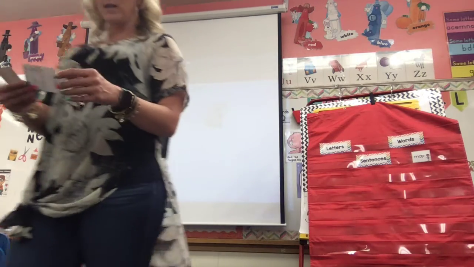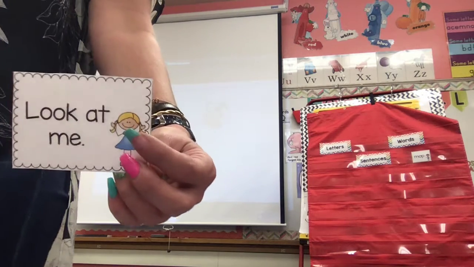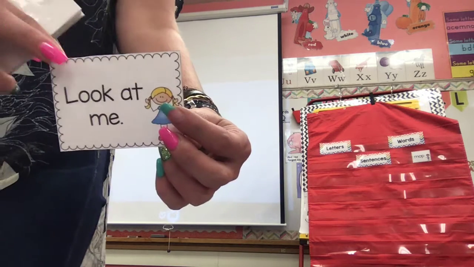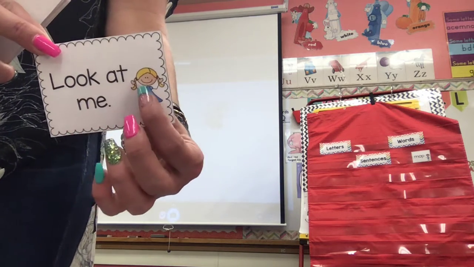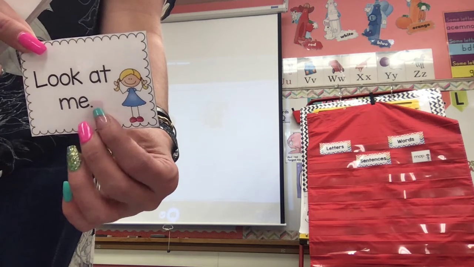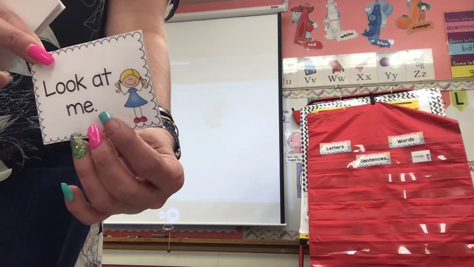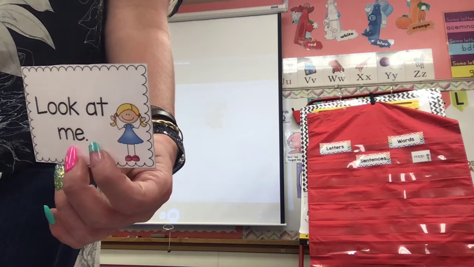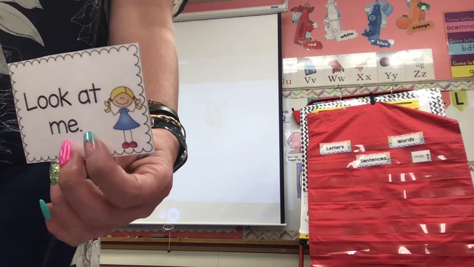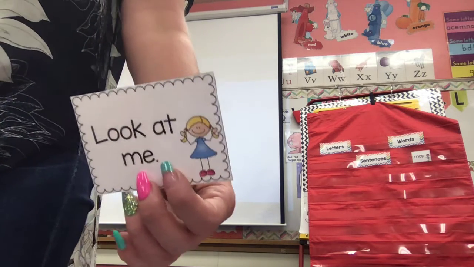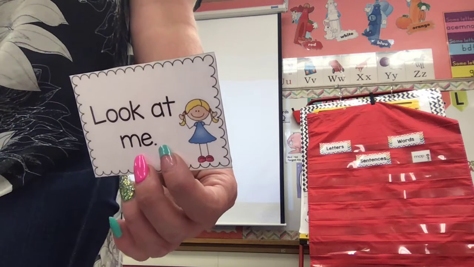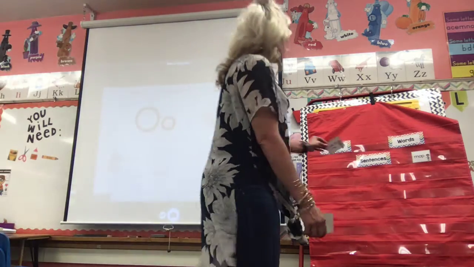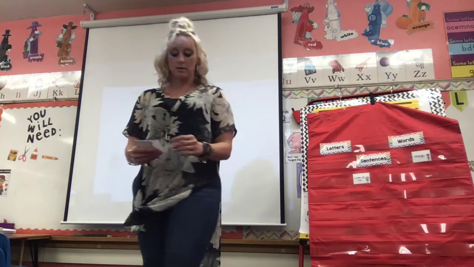My next one is this. And it says, look at me. Look at me. There are 3 words in this. So if there's more than one word, it can't just be a word. Words in a certain order make a sentence. So this is a sentence. Look at me. So Miss Elmore's going to put it under the sentence part.